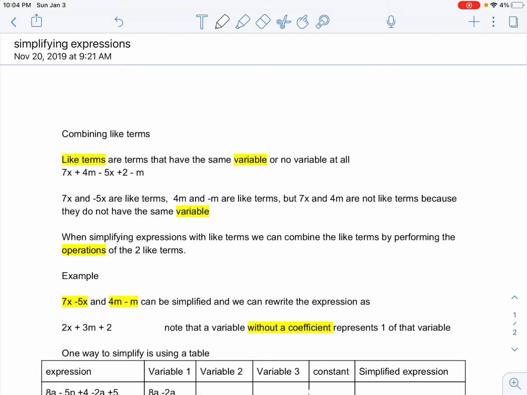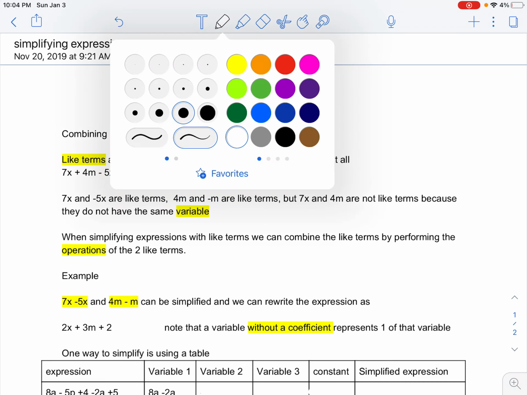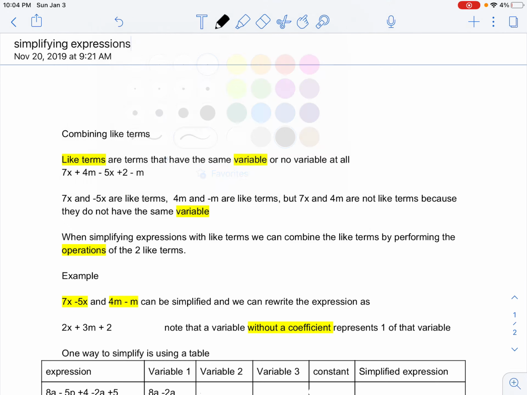And so just briefly, when we're talking about terms, this expression 7x plus 4m minus 5x plus 2 minus m has 5 terms. So each term is separated by a plus or minus. So here's 1, 2, 3, 4, and 5. All these are terms because they're separated by a plus or a minus.